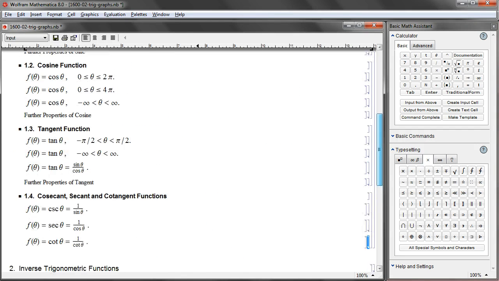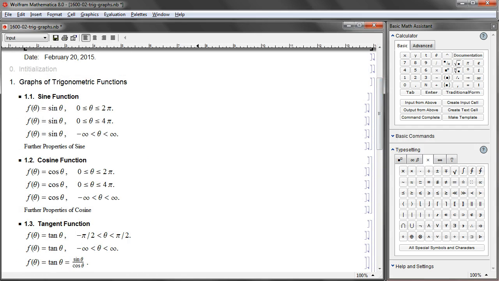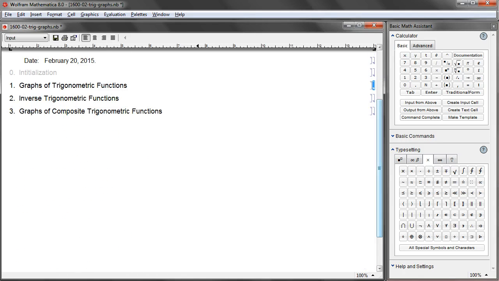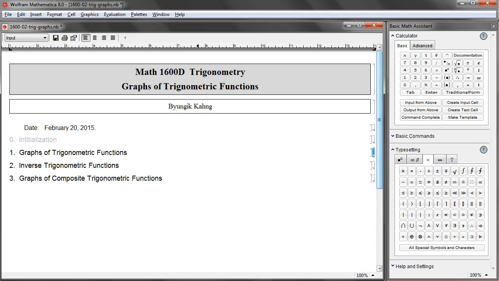That's about it for graphs of sine, cosine, tangent, and then other trigonometric functions. Now, where do we use all these? Well, let's do a little bit of applications of section 3 first, and then come back to section 2 and do inverse trigonometric functions, and then let's go back to section 3 a little bit.